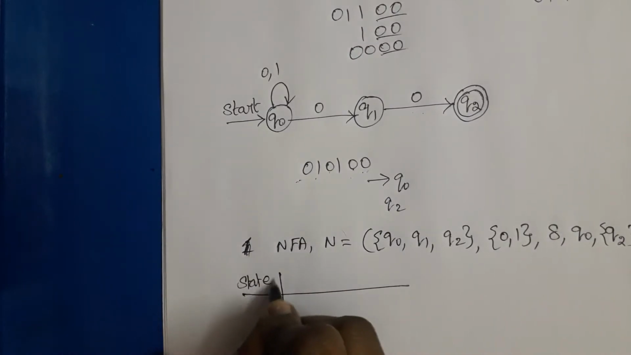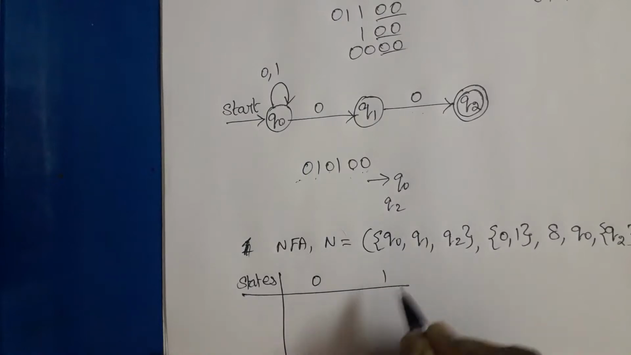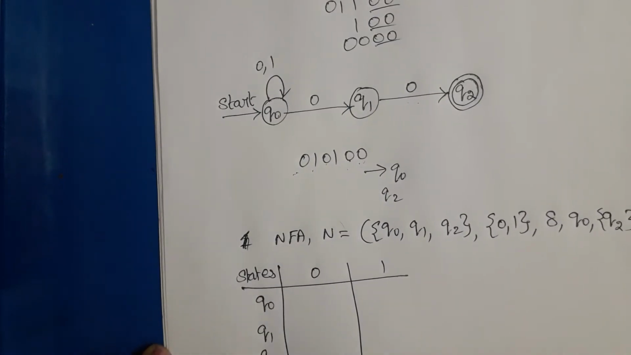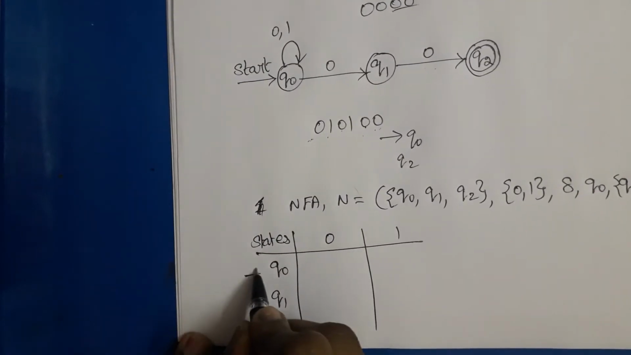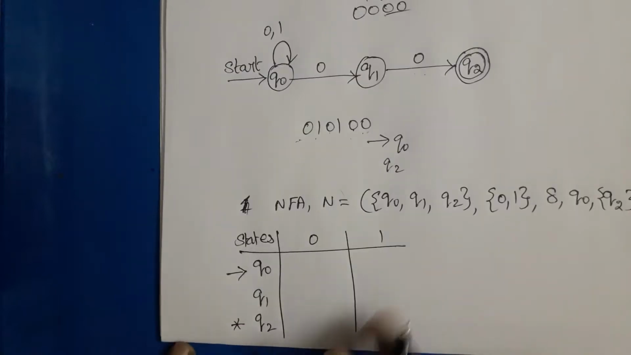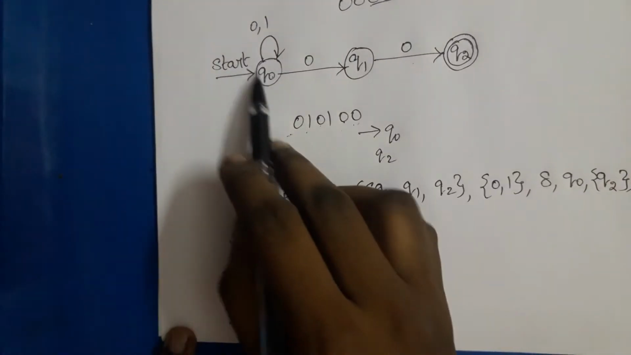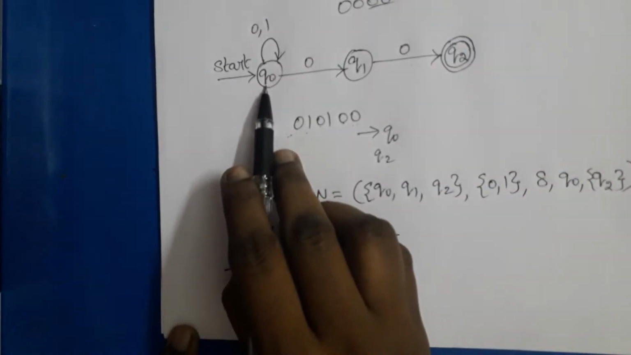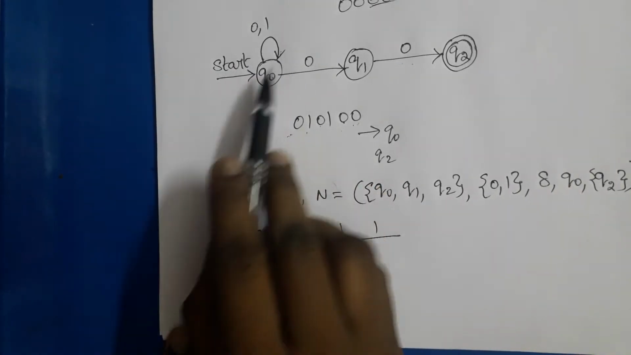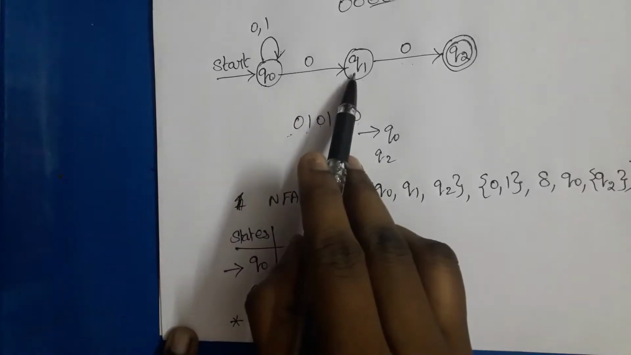Rows correspond to states, columns correspond to the input symbols 0 and 1. Here the states are Q0, Q1, Q2. Start state is indicated by an arrow at Q0, final state indicated by a star. For state Q0 and input 0, it has two transitions, Q0 and Q1.